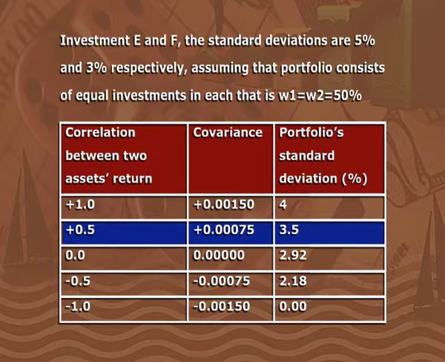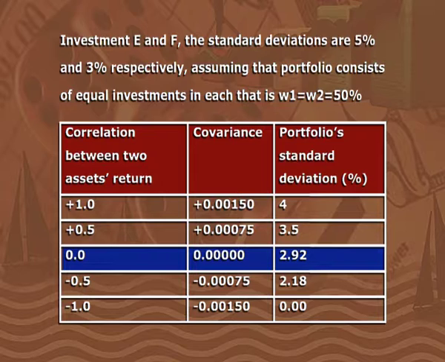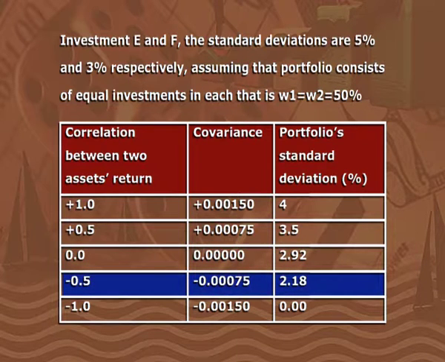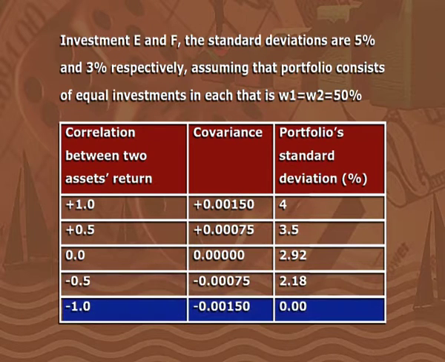Where the correlation of two assets is +0.5, the covariance is +0.00075 and the portfolio standard deviation is 3.5%. When the correlation between two assets' returns is 0, the covariance is also 0 and the portfolio standard deviation is 2.92%. When the correlation between two assets' return is -0.5, the covariance is -0.00075 and the portfolio standard deviation is 2.18%. When the correlation between two assets' return is -1, the covariance is -0.00150 and the portfolio standard deviation is 0%.